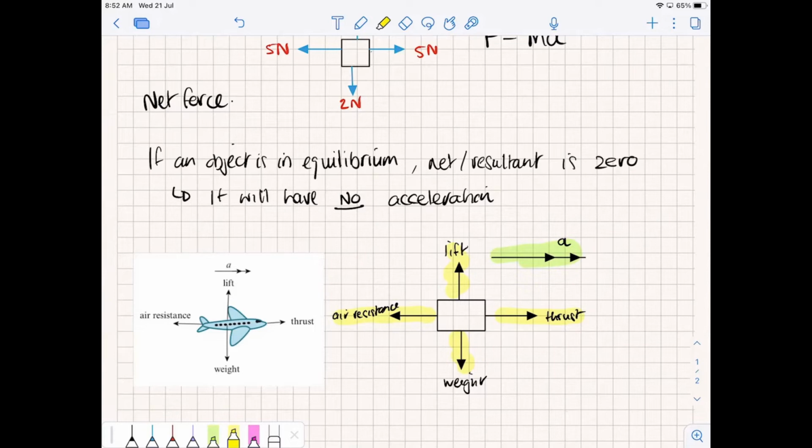We all good there? Nice, simple. You think you can manage a little block with some arrows sticking out of it? Yeah. Cool. All right. So every question, and even when you're doing your homework, every question with forces starts off with the diagram. Okay.